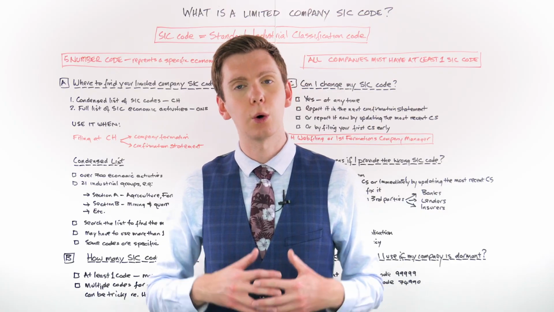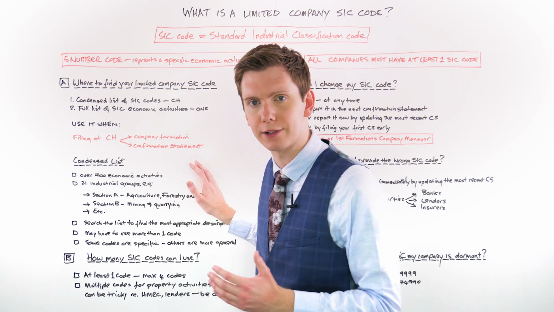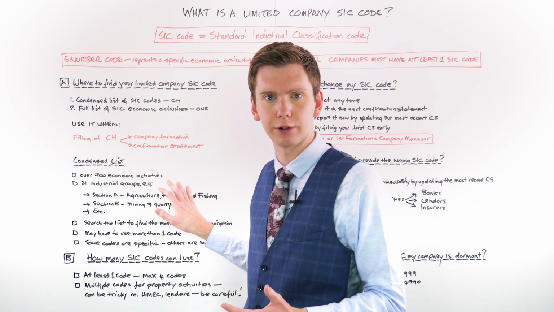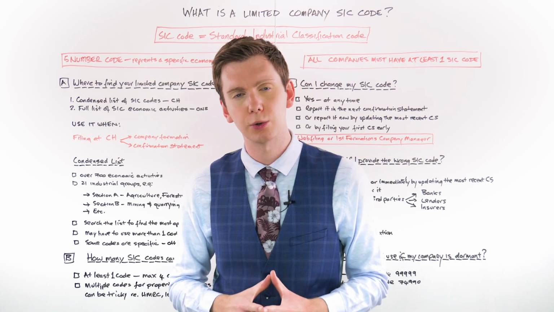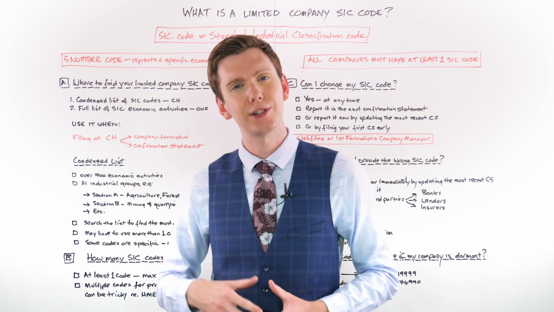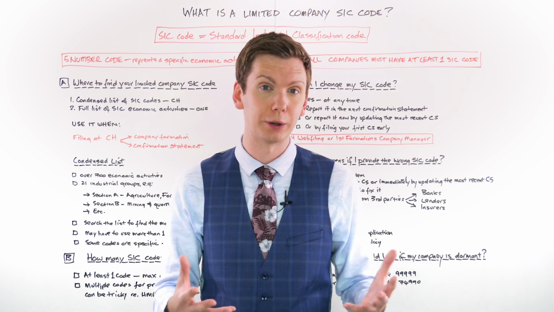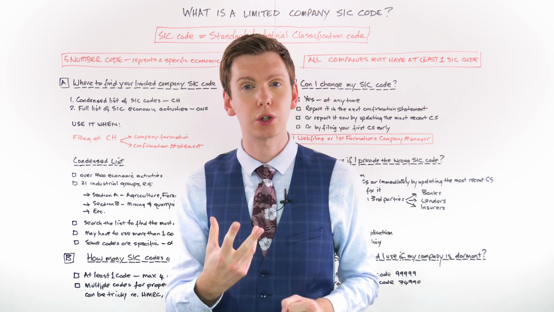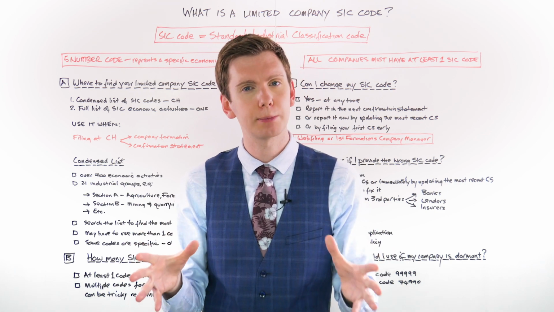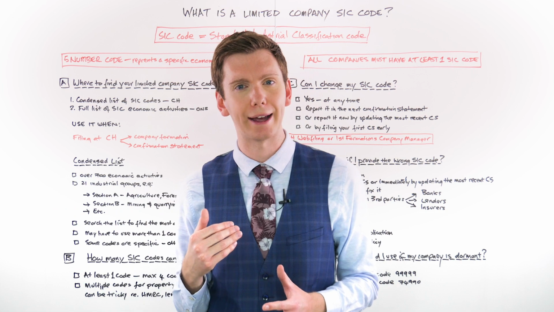The condensed list of SIC codes categorizes over 700 economic activities into broadly 21 different groups. Examples of these groups include Section A, which is agriculture, forestry and fishing, Section J, which is information and communication, and Section L for real estate activities. To find your code, you need to search the condensed list to find the most appropriate trade description and find the corresponding SIC code to that.